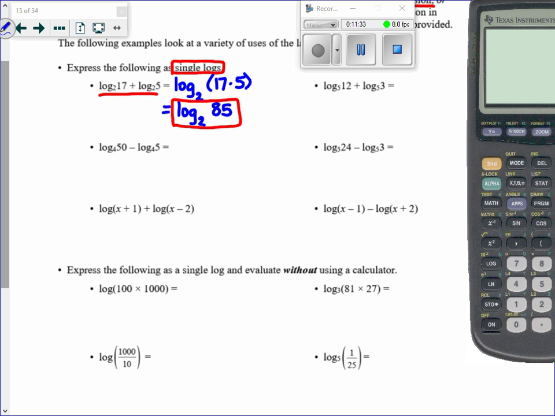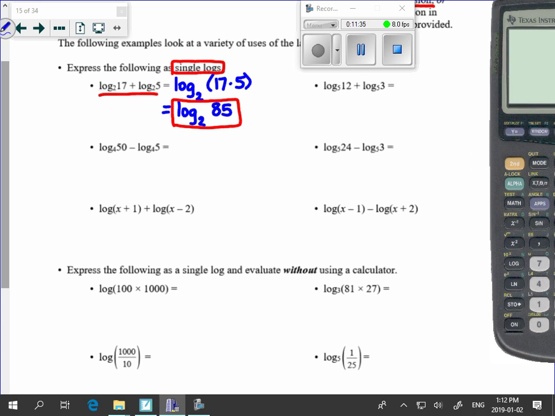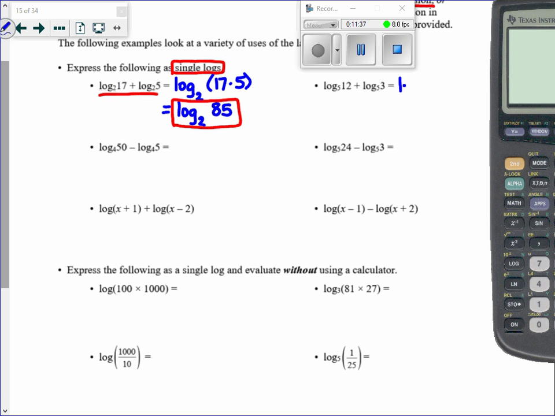Okay, let's try this one. We've got 2 logs again. They're both in base 5, so I know I can combine them into one log in base 5. This is the same thing as log in base 5 of 12 times 3, which is log in base 5 of 36. And that would be my final answer. I've combined 2 logs into one single log.